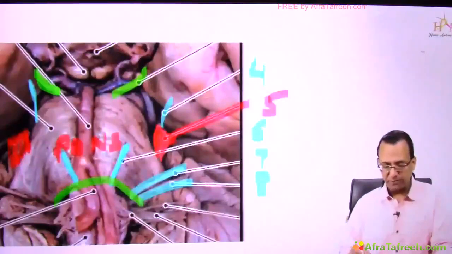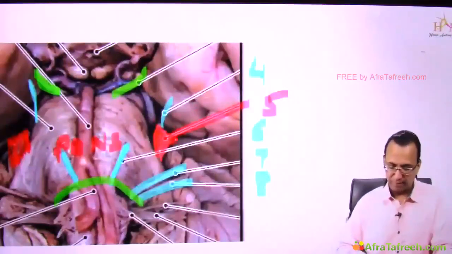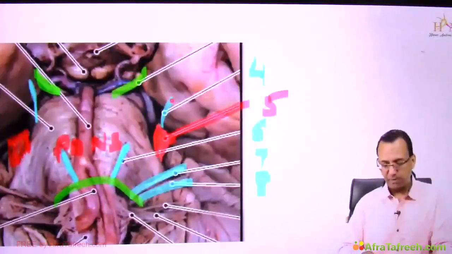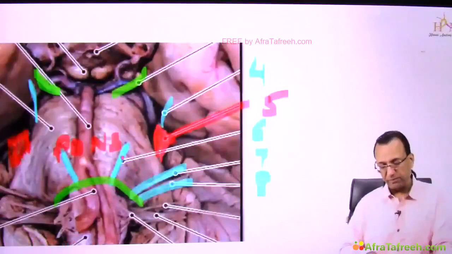So where did the 5th nerve come from? The 5th nerve came from the pons. And where did nerves 3 and 4 come from? They came from the midbrain. So nerves 3 and 4 come from the midbrain, and nerve 5 comes from the pons. And nerves 6, 7, 8 come from the pontomedullary junction.